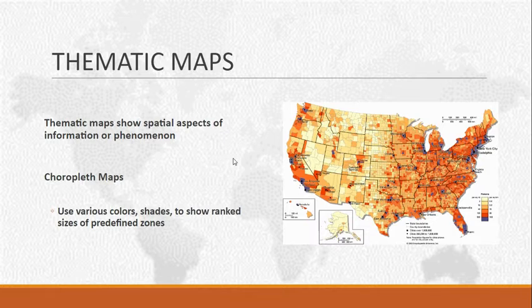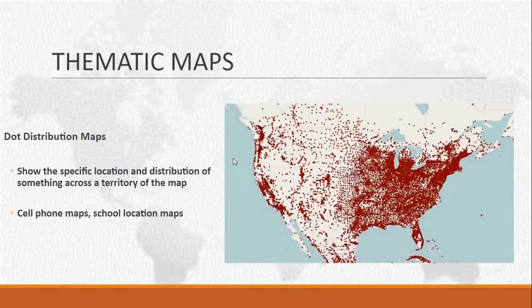So, choropleth maps. Dot maps show a specific location and distribution of something across a territory, and they use dots to show that. The most common dot map that we've looked at in the second unit was the world dot map of population distribution, where one dot equaled 100,000 people.